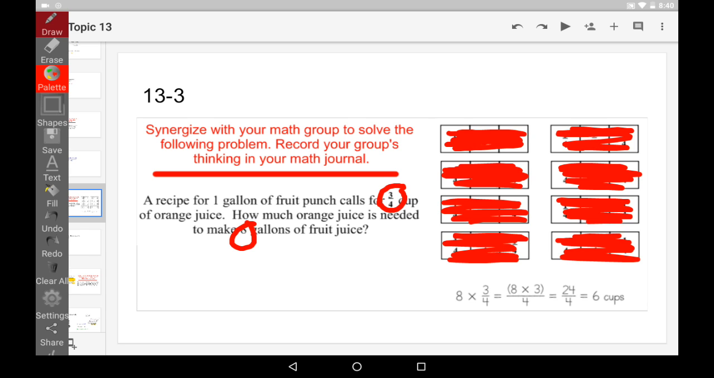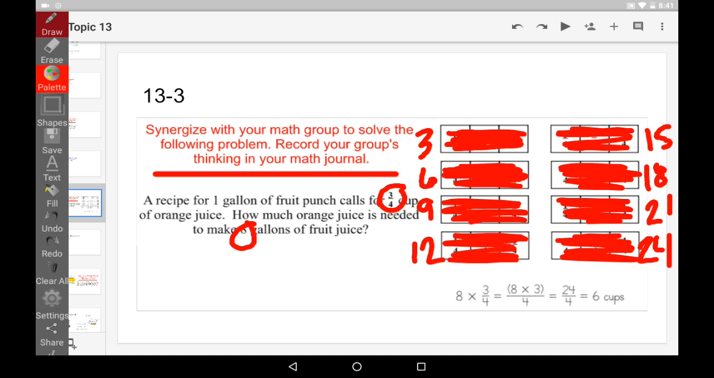What I would need to do then is count how many 3/4 I have in all. And I could say, well, I have 3 here, right? I have 3, 6, 9, 12, 15, 18, 21, 24. And I have my 24/4. So that's where the picture comes into play.